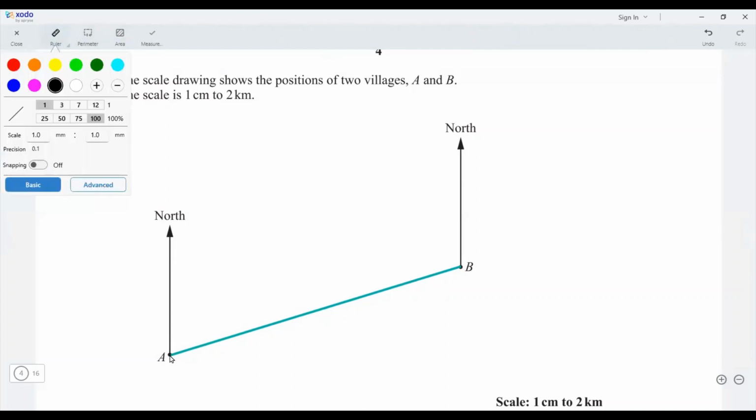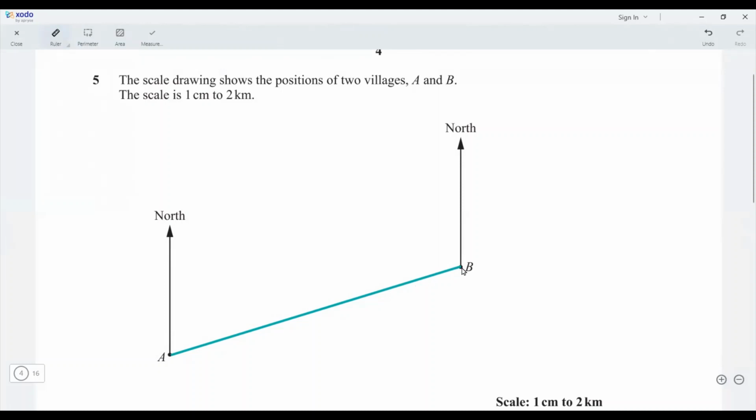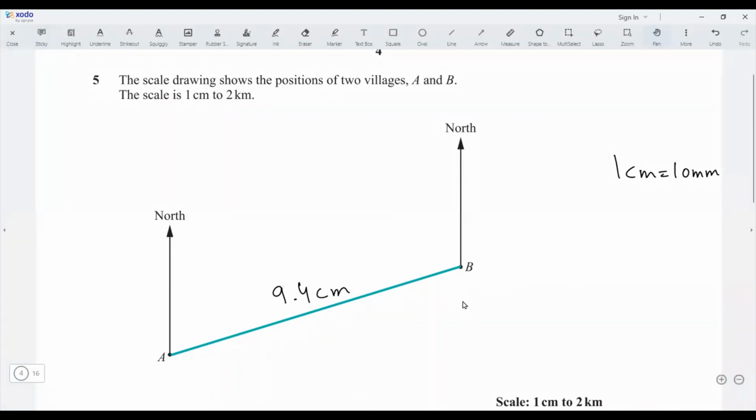and then measure the length of this line with the help of a ruler. Starting here and ending here, what's the exact value? It's almost 94. We can say almost 94. So 94 millimeters is basically 9.4 centimeters, because 1 centimeter is equal to 10 millimeters. For converting from millimeters to centimeters, we have to divide by 10. So it's 9.4.